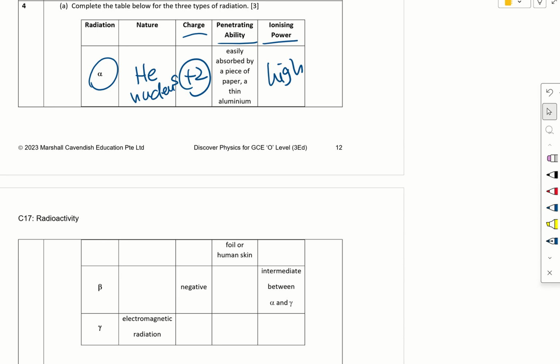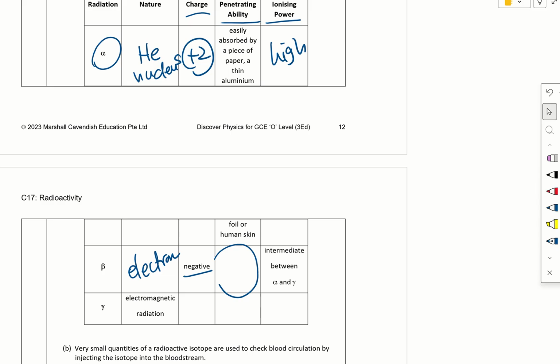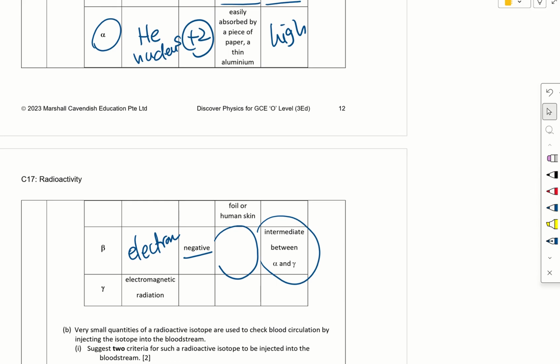Okay, for beta, the nature is actually an electron, a very high energy electron. The charge is negative. The penetrating ability is higher than alpha. I forgot what it can penetrate, later we will take a look. The ionizing power is intermediate between alpha and gamma, so this is like the middle child. If you know your alpha and gamma, beta will be the one in the middle.